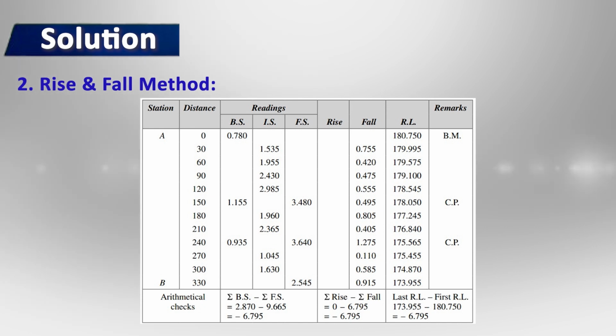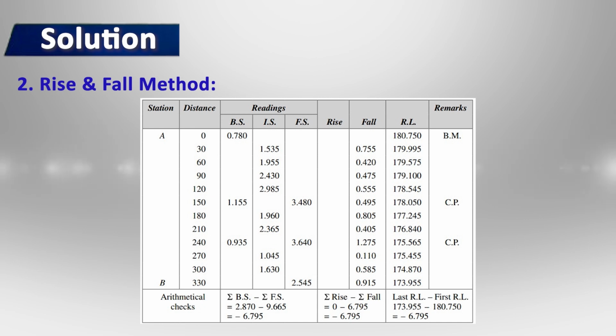And again we will subtract 2.985 with the foresight of 3.480, which will result in a fall of 0.495, and we have to be careful about this point. After that we will subtract the backsight, because there is a shift in the instrument. So, we will subtract the backsight with the intermediate sight, 1.155 minus 1.960, which will result again in a minus value. So, it will go into the category of fall, that is 0.805 meters.